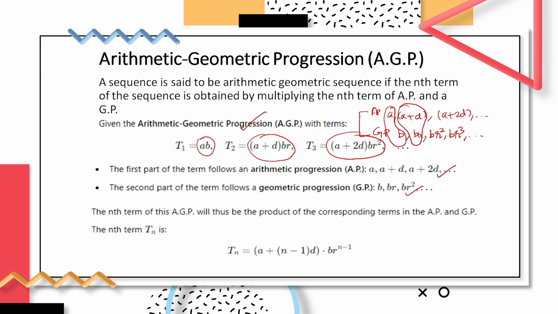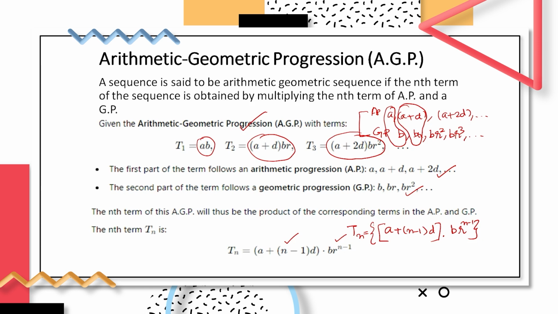The formula for the nth term of an arithmetic geometric progression will be the product of the nth term of the arithmetic progression and the nth term of the geometric progression. The formula for the nth term of the arithmetic progression is A plus n minus 1 into D. On the same lines, the nth term formula for geometric progression is B into R to the power n minus 1. So if we multiply the two terms, we will get the nth term for the arithmetic geometric progression. I hope you understand what is arithmetic geometric progression.